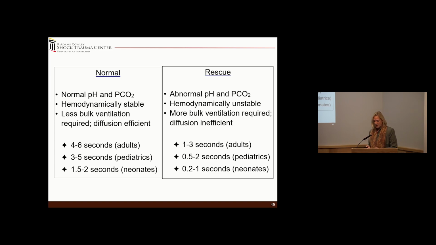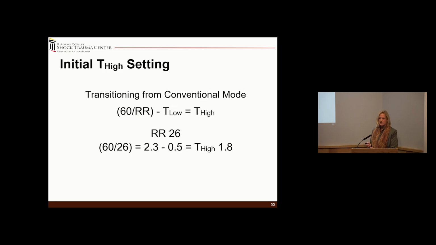Here is a way to help you figure out your T-high if you're transitioning from a conventional mode. This is a formula that you can use, very easy. You take 60 divided by your respiratory rate, then subtract your T-low. That's your T-high. So I take a respiratory rate of 26. What's my T-high going to be? Well, I take 60 divided by 26.